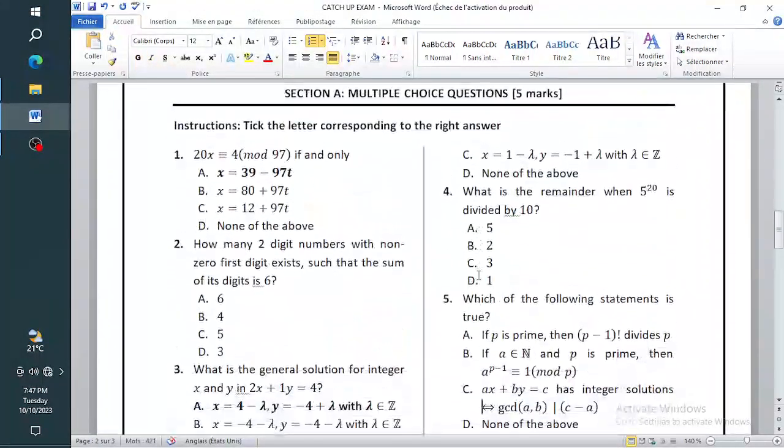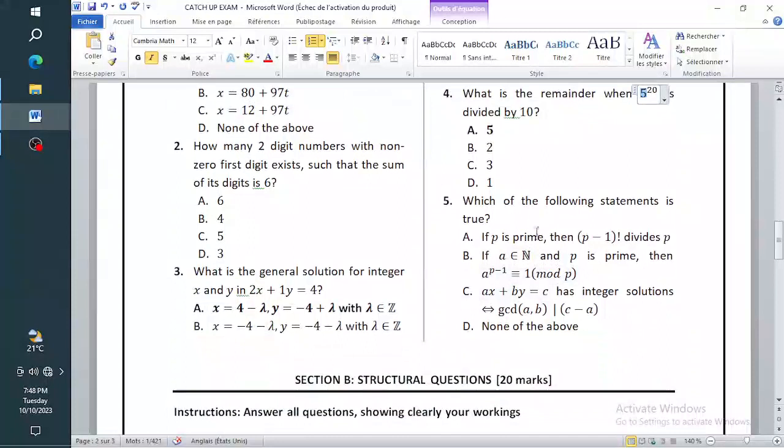Now, what is the remainder when 5 to the power 20 is divided by 10? The result is 5. Remember that I said the remainder when a certain number is divided by 10 is simply the unit digit of that number. Now, 5 to any power will end with 5, so no matter the power, 5 to that power will always end with 5. It is equivalent to saying that when 5 to this power is divided by 10, the remainder is what we call the unit digit, which is 5.